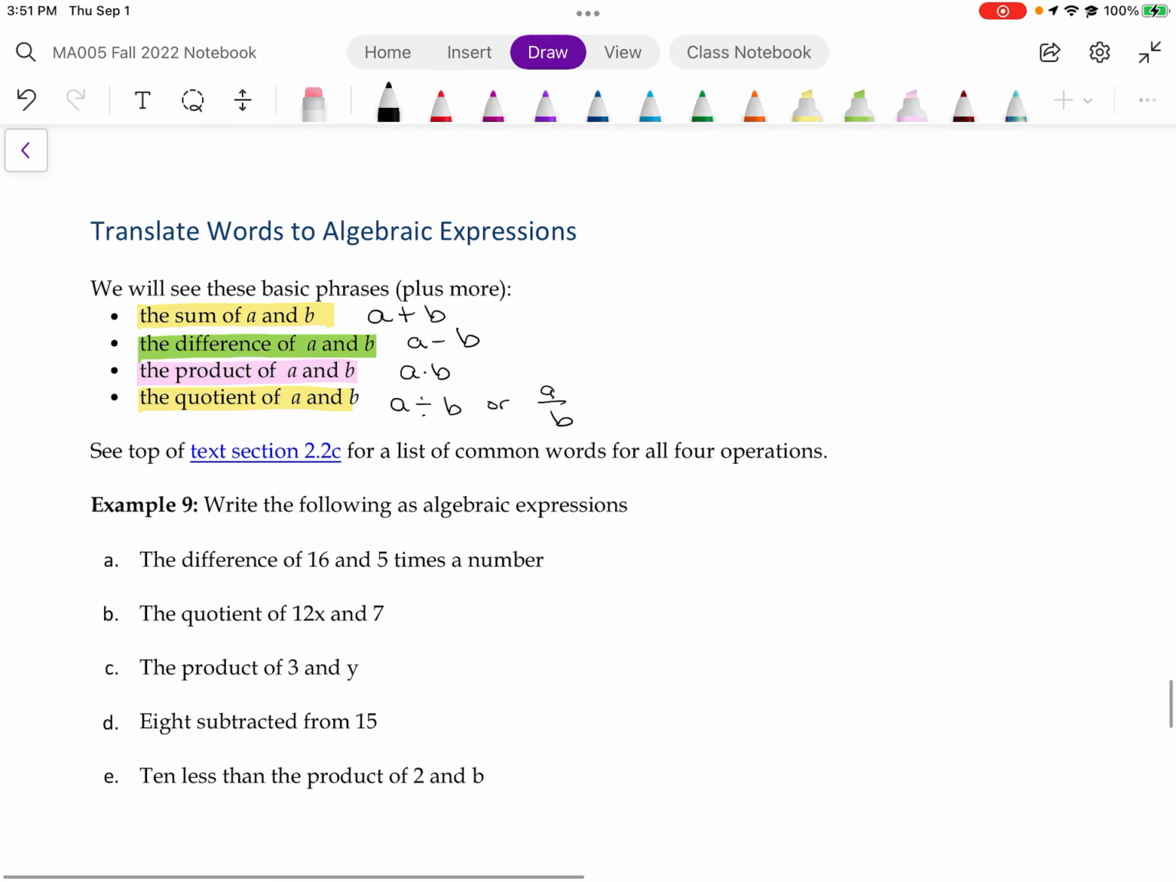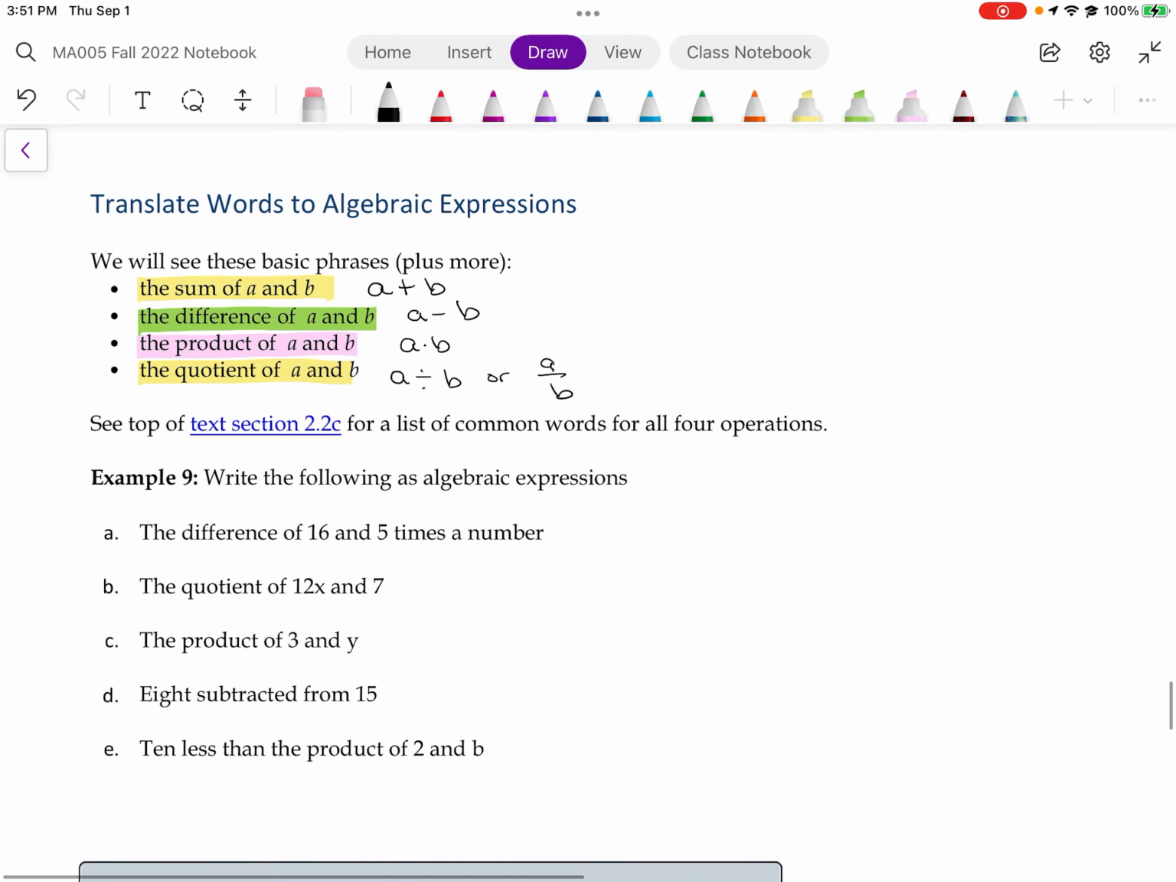All right, so write the following as algebraic expressions. These are important to know how to do, so please do pause the video now and see if you can at least do them in your head. But I would write them down so you can check. Okay, so important to be able to do these. The difference of 16 and 5 times a number. A number I'm going to call x.